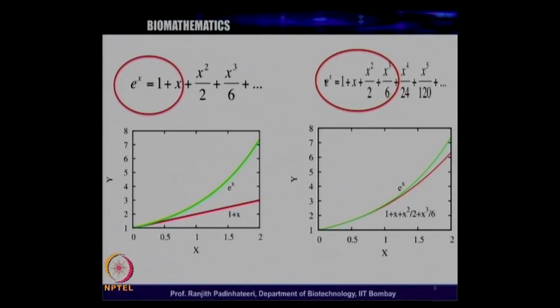So the more terms you take in this expansion, the closer this curve is to e power x. The red curve in this second graph is 1 plus x square by 2 plus x cube by 6, and the green curve is e power x. So the lesson here is that some functions like e power x can be written as an infinite series, a power series like x power something plus x power some other thing plus x power some other thing, and so on.